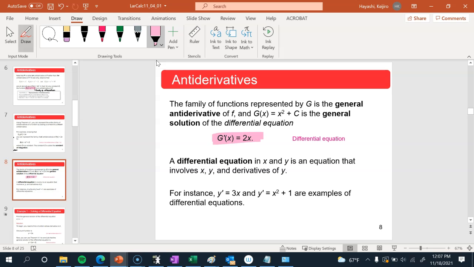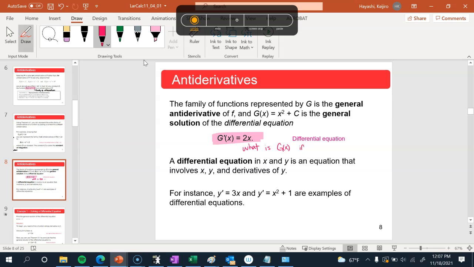Right? I guess back then I called it f instead of g, but technically it's g. But that differential equation is asking, okay, there's some kind of function g where if I take the derivative of g, that derivative is 2x. What is the original g? Right, that's what that's asking. What is g if the derivative is 2x?